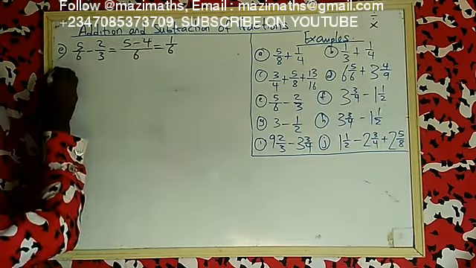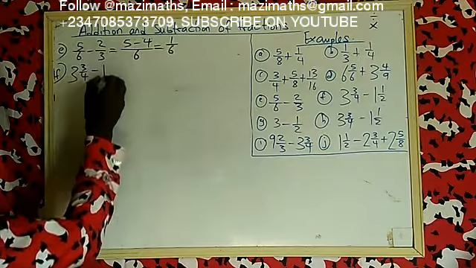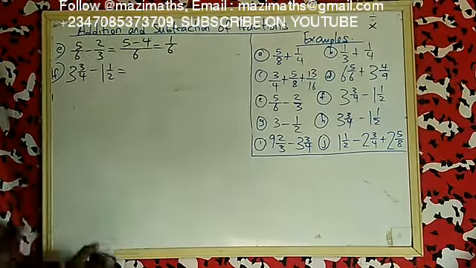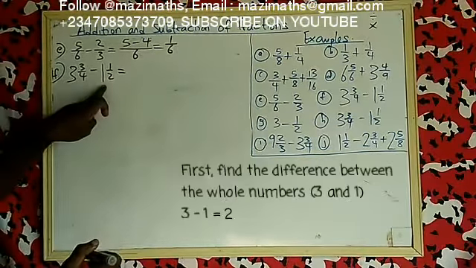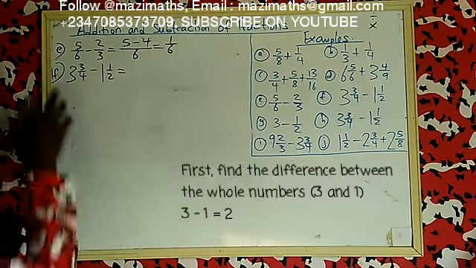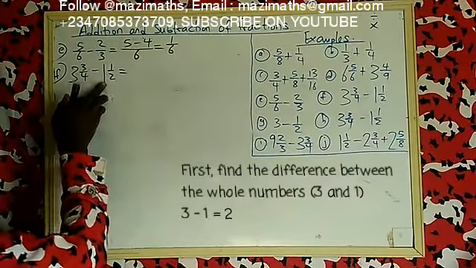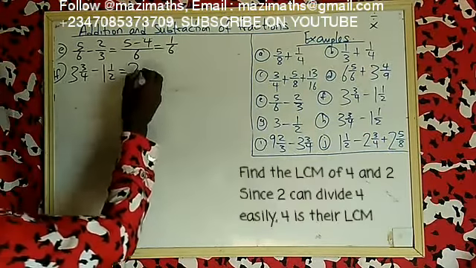Move to the next one, number F. You have 3 whole number, 3 over 4, minus 1 whole number, 1 over 2. So you pick the whole number with the here and the whole number with the here. First work with those first before you move to the normal fractions. So now 3 here, now 1 here, and a minus here. So take away this 1 from 3, you will get 2, and then you rule.